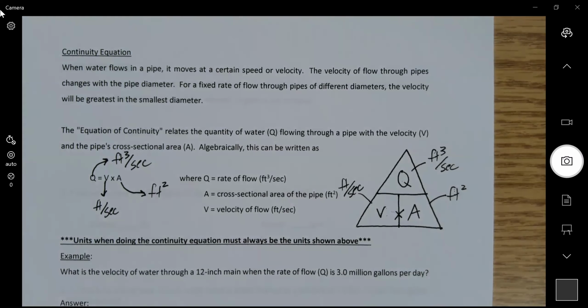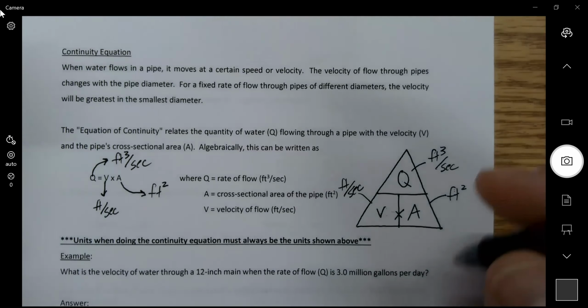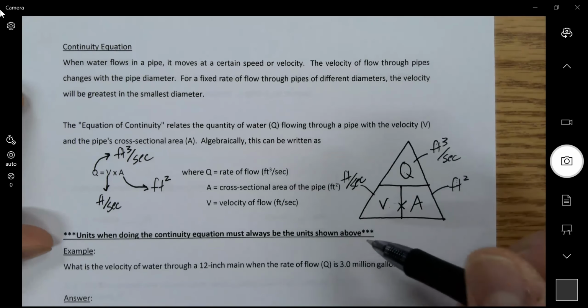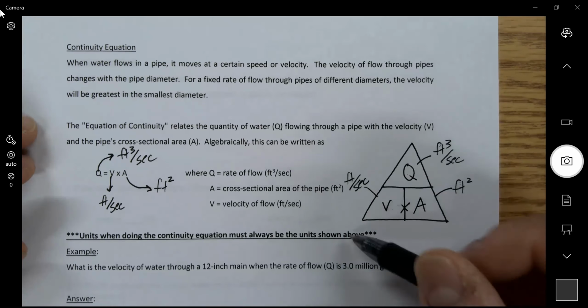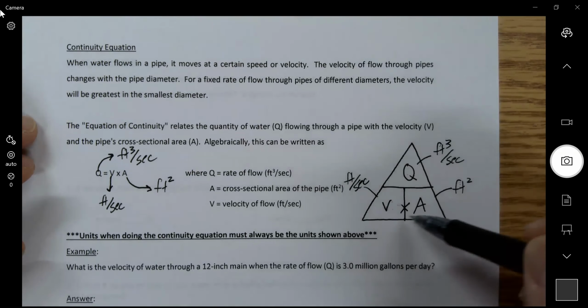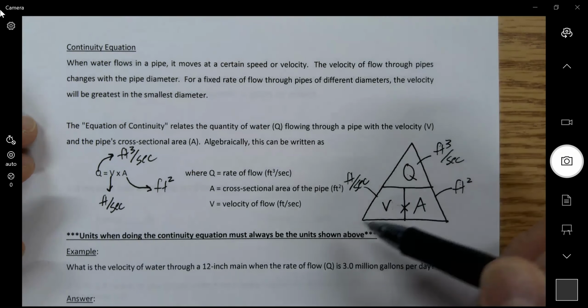You multiply, okay? Q, if you have flow rate and area, you can solve for velocity or vice versa by dividing. But if you have velocity and area, you multiply and solve for the Q or the flow rate, okay? So you got to have two of the three things. Units for the continuity equation must be as shown above in order to do them properly, okay? All right, so this is a QVA or the continuity triangle.